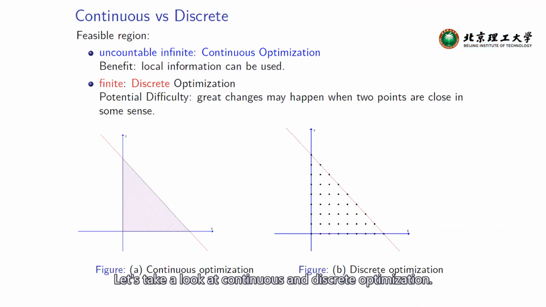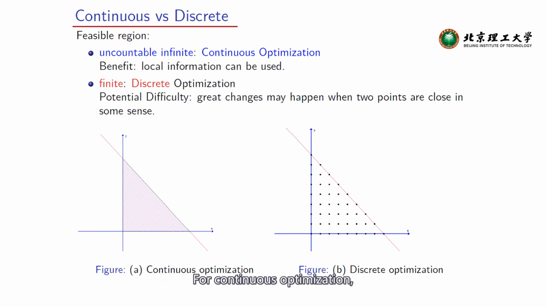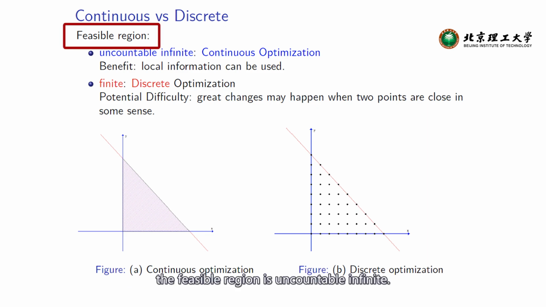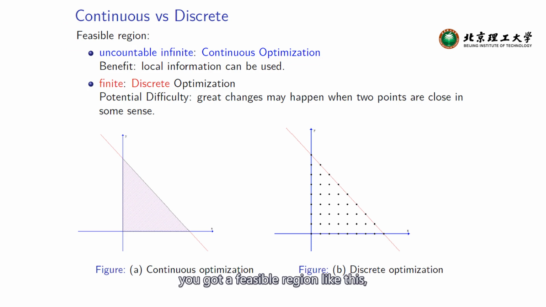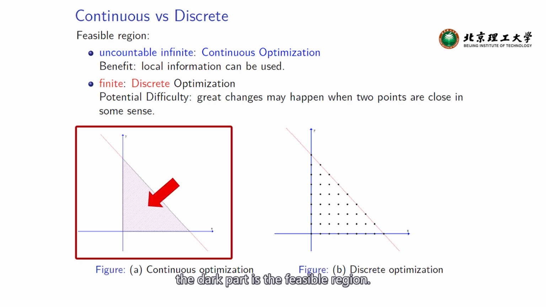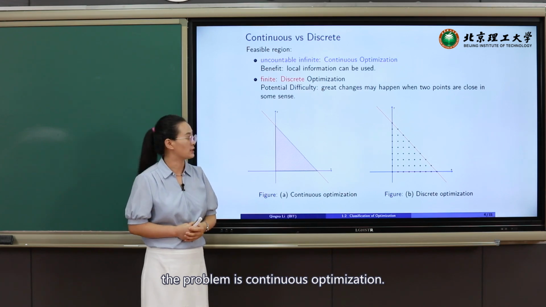Let's take a look at continuous and discrete optimization. Continuous optimization means that the feasible region is uncountably infinite. For example, you have a feasible region like this. The dark part is the feasible region. Of course, there are uncountably infinite points in this region. So in this case, the problem is a continuous optimization.